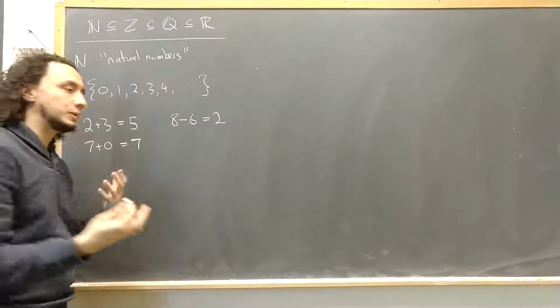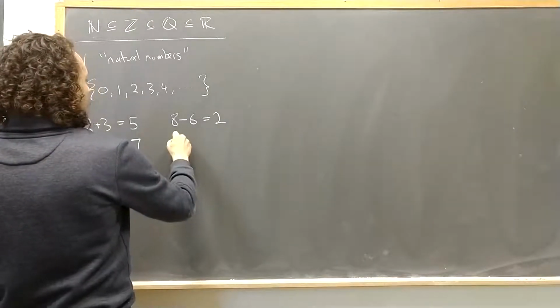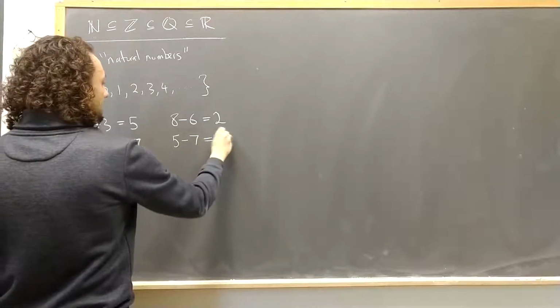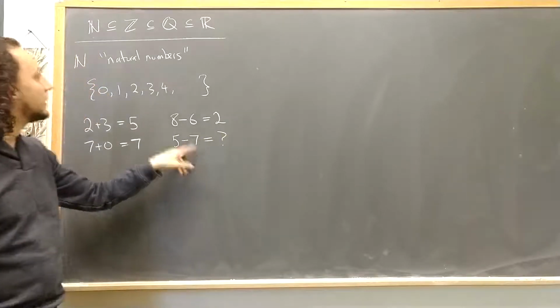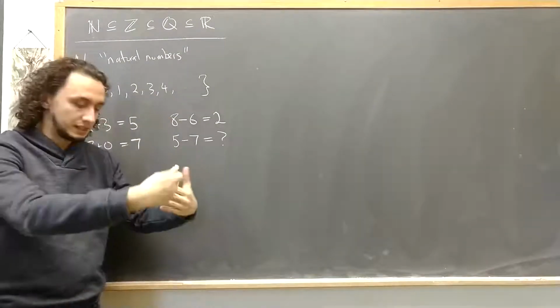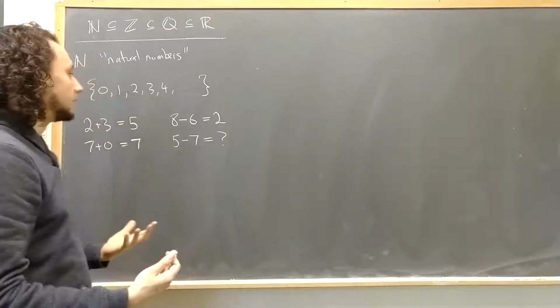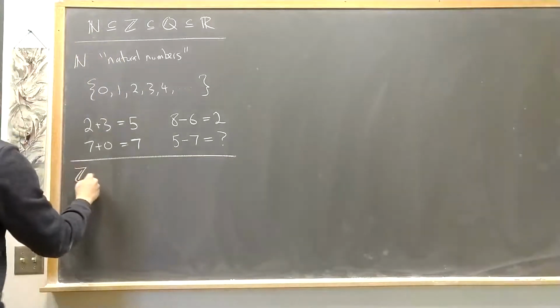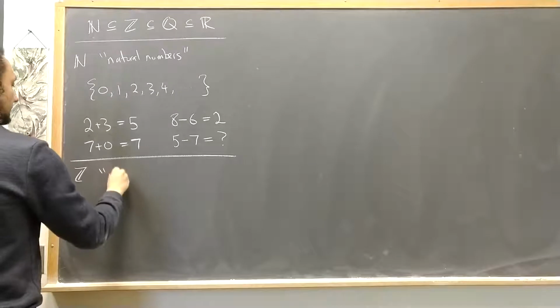But of course, as you probably well know, if I start with some pairs of natural numbers, like 5 and 7, when I subtract them, I don't get anything which is representable with a natural number. 5 minus 7 is something below 0 in some sense. And so that leads us to Z, the integers.